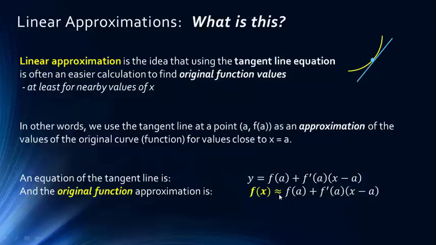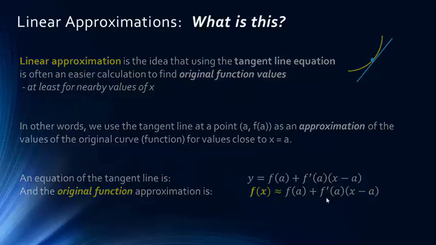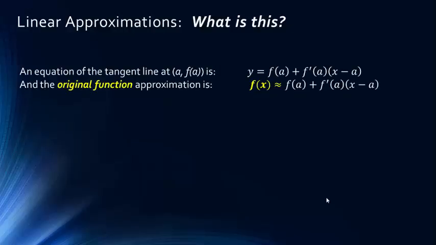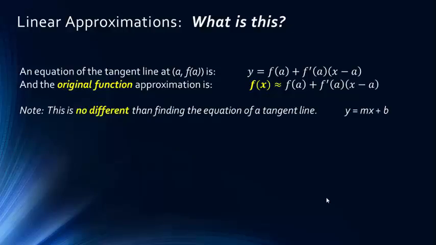So the original function approximation is actually this equation. We just put an approximate in here because now we're using the equation of the tangent line and not the original equation. So this is the linear approximation of any curve. And it equals, again, just what we saw with the equation of the line for a tangent. It's the y value plus the slope times x minus the difference in x values. So this is no different than finding the equation of the tangent line.